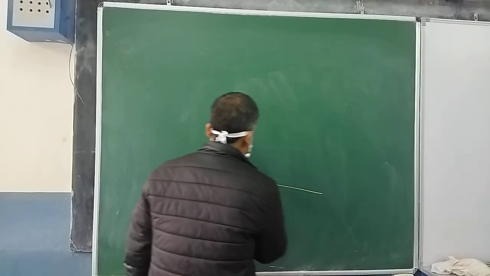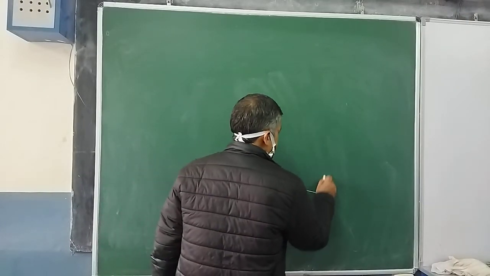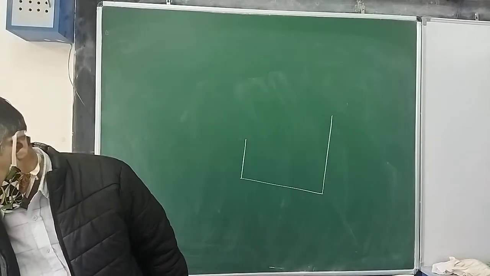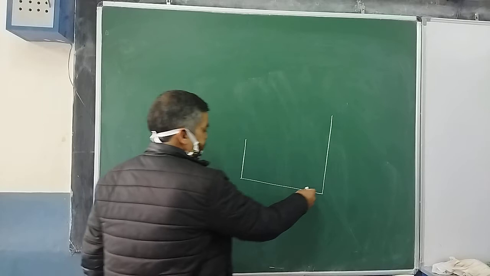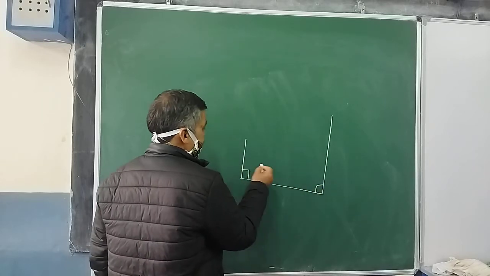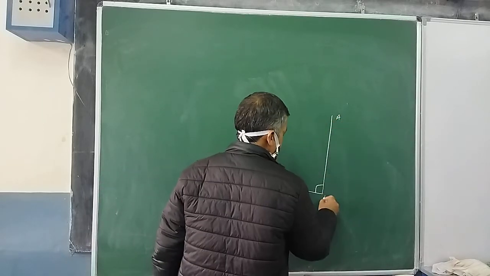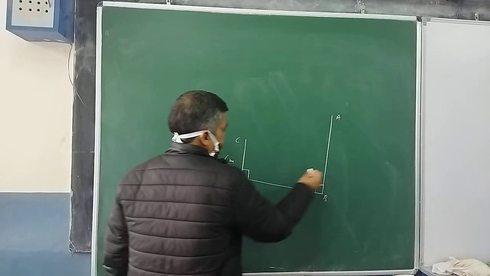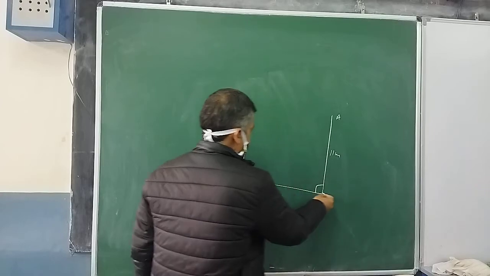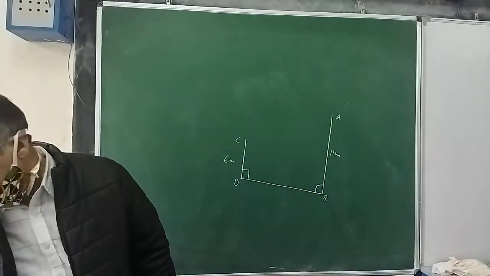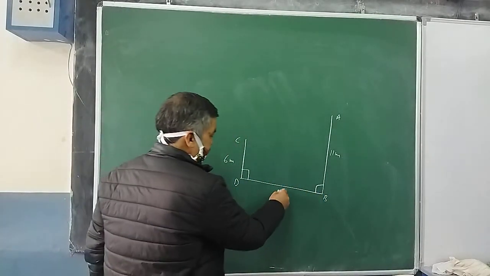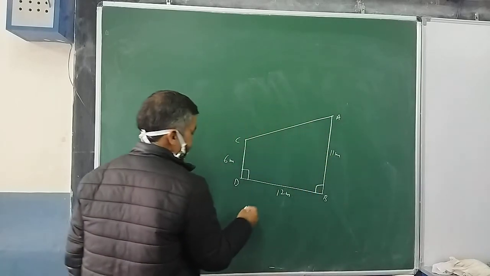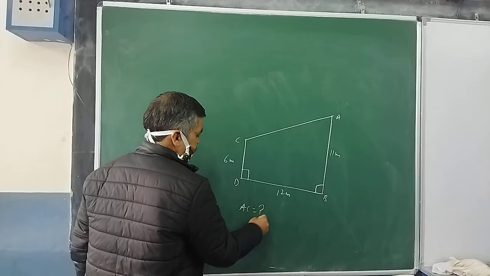Fine. One is 6 meters, one is in height equal to 11 meters. Definitely the poles will be at 90 degrees. So this is your AB and this is your CD. This is 6 meters. This is 11 meters. The distance between their feet is given as 12 meters. And the distance between their tops, AC, I need to calculate.